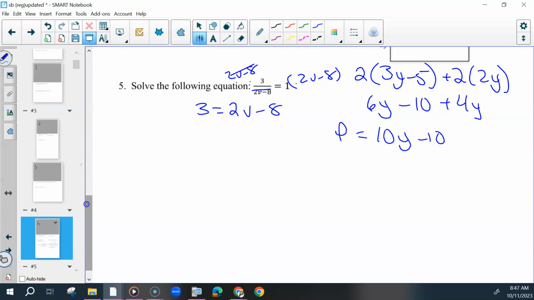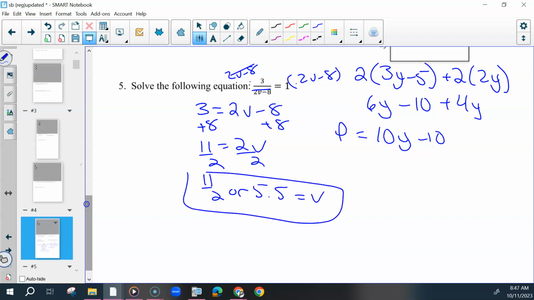Now we have an equation, now we can solve it, add 8 on both sides, and divide both sides by 2. So 11/2 or 5.5 was the correct answer for that one. Do we have any questions on that one?